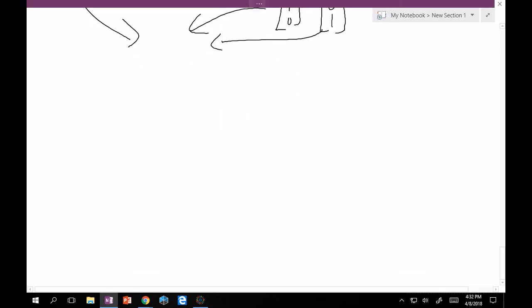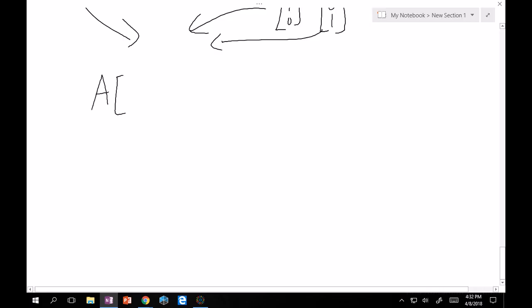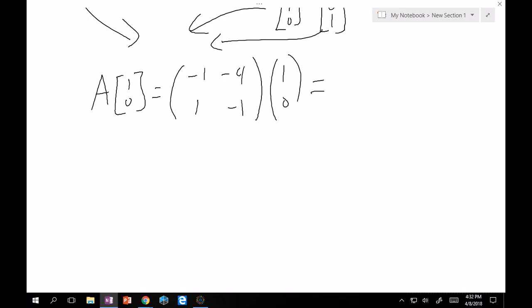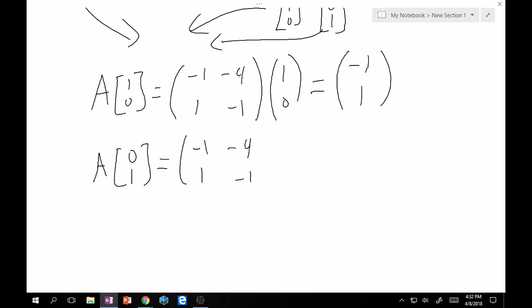A times (1, 0) means that we want to do [[-1, -4], [1, -1]] onto (1, 0), which will spit out exactly (-1, 1). Similarly, A times (0, 1) will give us [[-1, -4], [1, -1]] times (0, 1), which will give us (-4, -1). Notice that these are just the columns of the matrix. So the e1 vector corresponds to the first column, the e2 vector corresponds to the second column. And now we use this to draw our phase portrait.